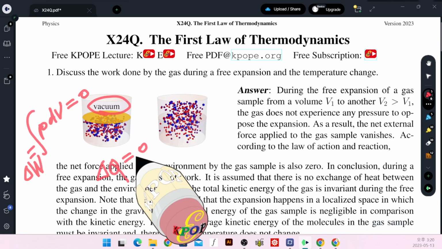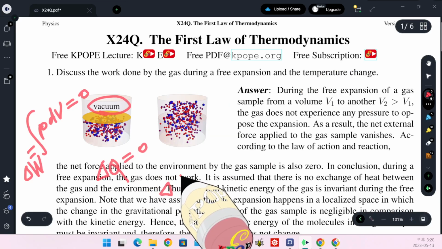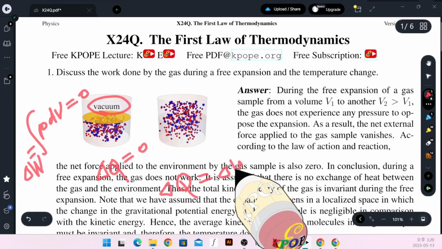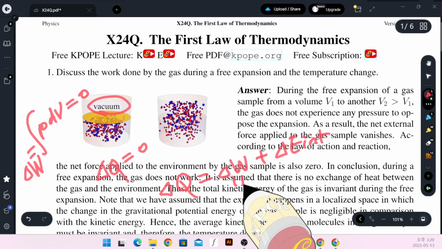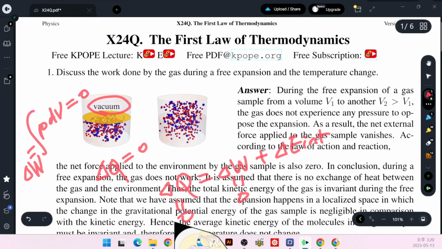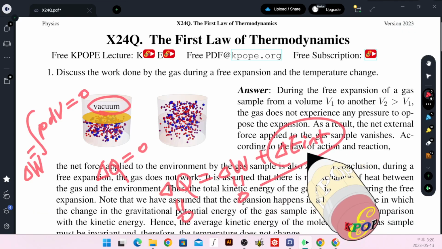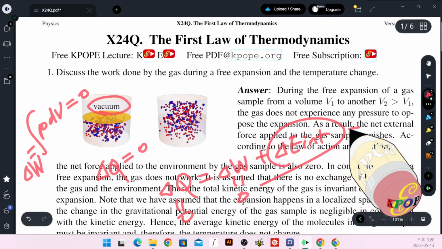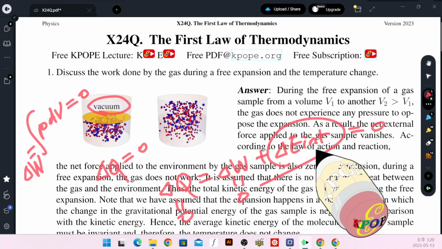According to the first law of thermodynamics, your input, your output, and the remainder. Because they are all zero, the internal energy change is zero. As a result, the temperature is invariant. That is very, very important.